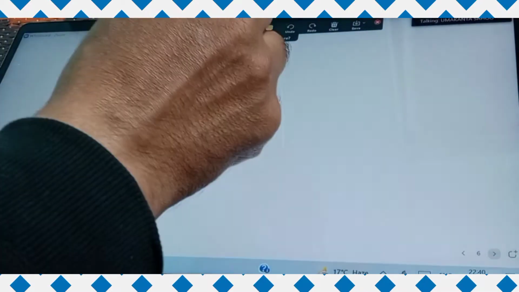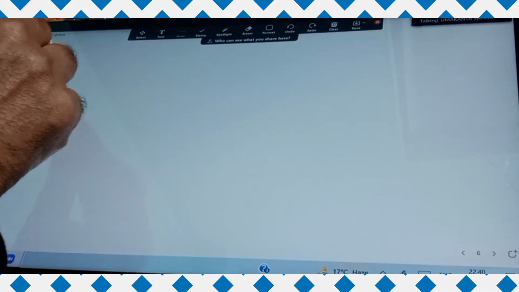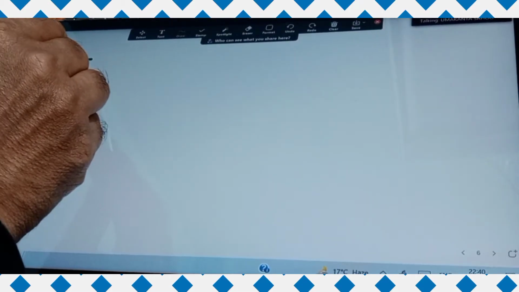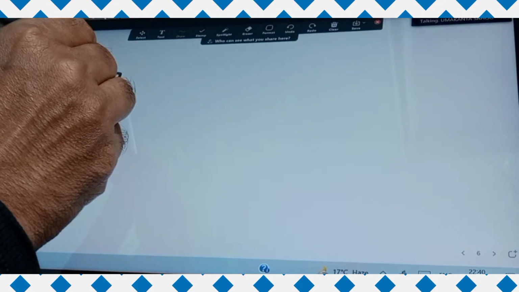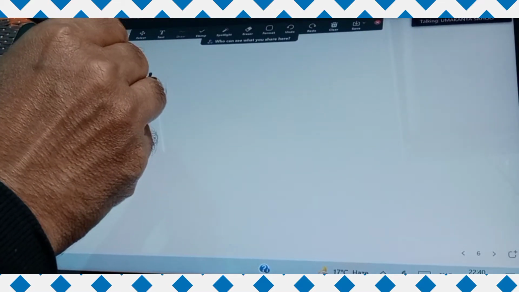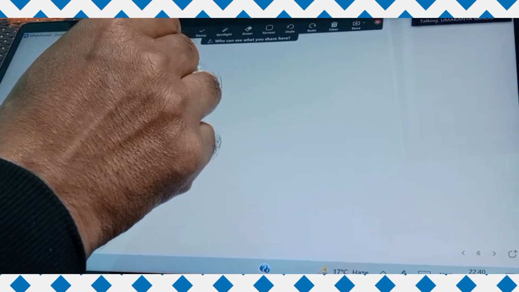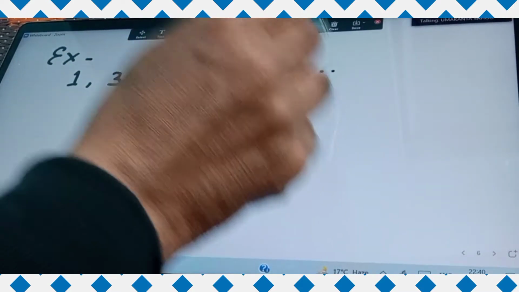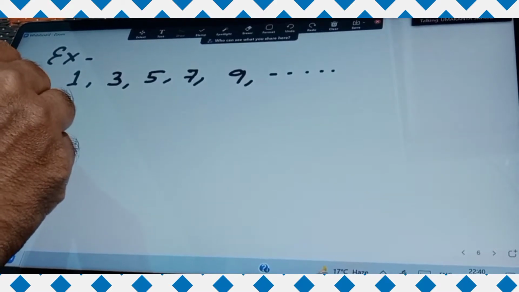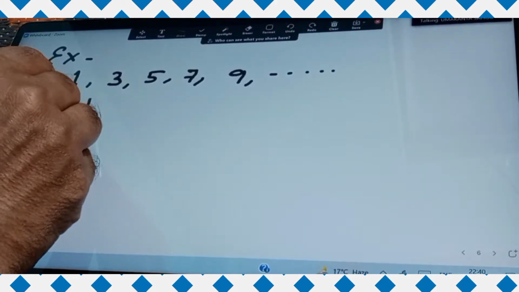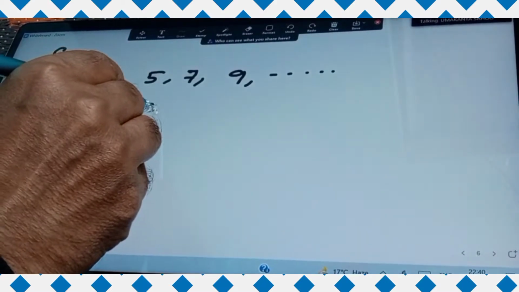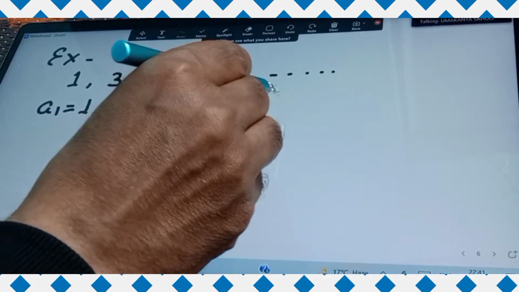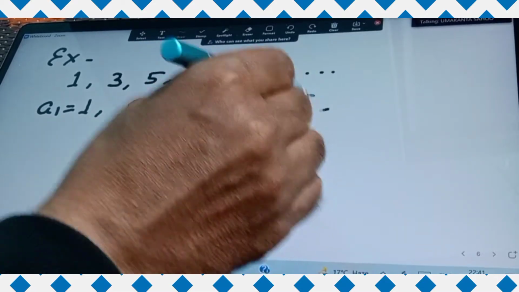Similarly, another example. We can write another sequence, 1, a set of odd natural numbers: 1, 3, 5. What is the next number? 7. Yes. And the next number is 9, and so on. Here the first term is 1, the second term is 3, and the third term is 5.